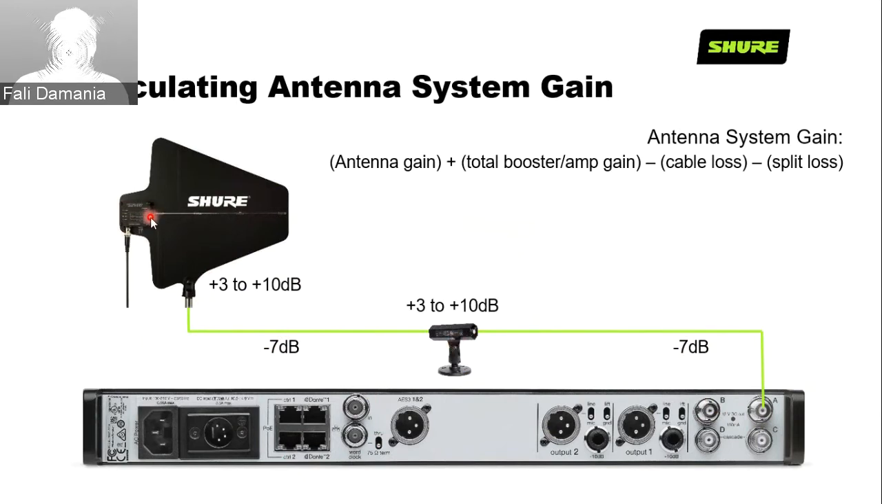So coming back to that same formula, the antenna system gain should be the gain of the antenna plus whatever booster you're using, minus the cable loss and minus the split loss. And again, the golden number is that it needs to be kept under 5 dB of total loss.